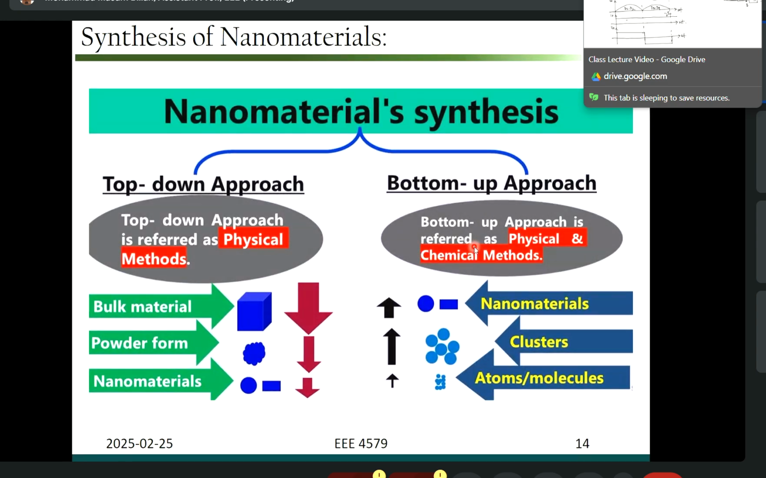So we can say the top-down approach is called the physical approach, where you start from a big or bulk material and get small-size nanomaterials. So this is a physical method. And bottom-up means you have chemicals or atoms, molecules, and from there, using some chemical synthesis process, you achieve the nanomaterial. So they are mostly chemical methods, plus a portion that is also physical. So the main difference is in the process. A very simple process is physical, and a complicated process is chemical.